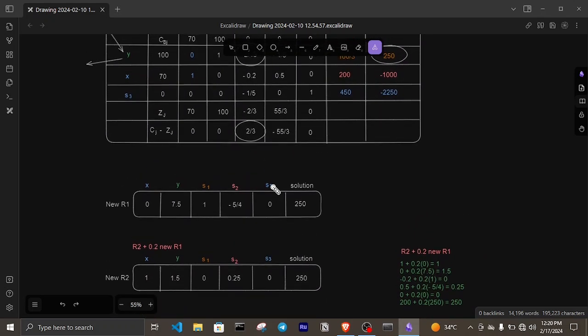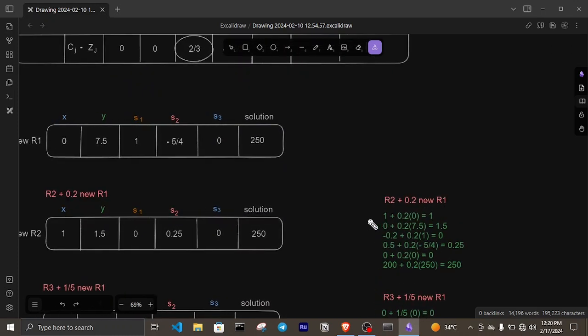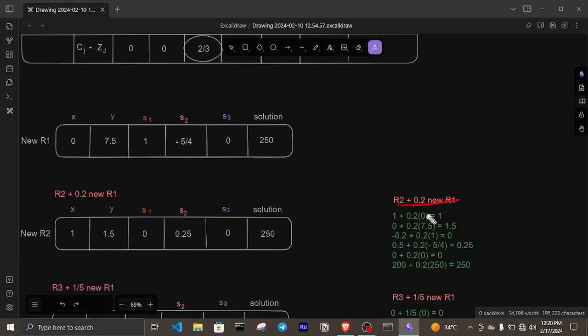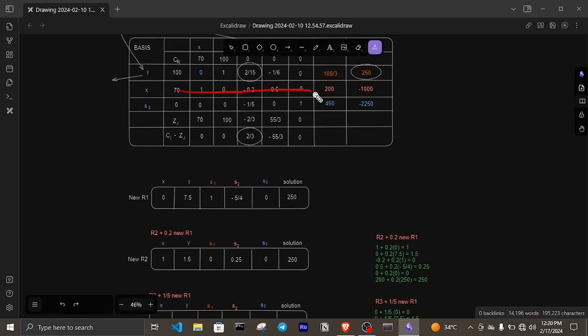Since S1 here is 1, if I take negative 0.2 plus 0.2 times 1, I'll get 0. So that is how I did it. I come here and say R2 plus 0.2 times new row 1. I list out all the values for R2, that's 0, 2, 1, 0, negative 0.2, 0.5, 0, 200, plus all my 0.2s, and then in brackets, the values for all my new row 1. I do the computations and I get these values and show them in my new row 2. You can see that just under the S1, I now have a 0 there.